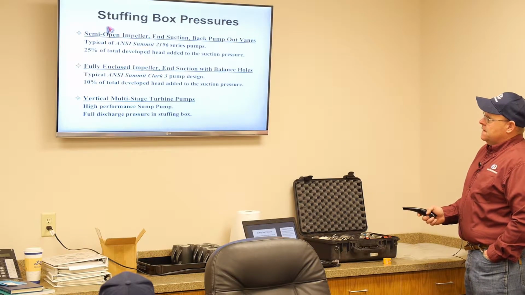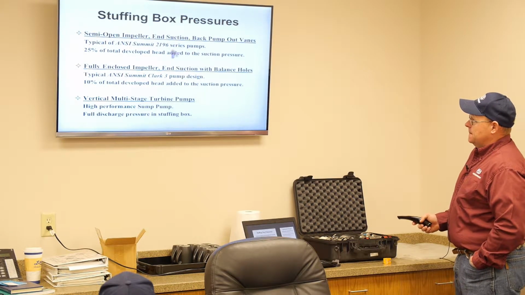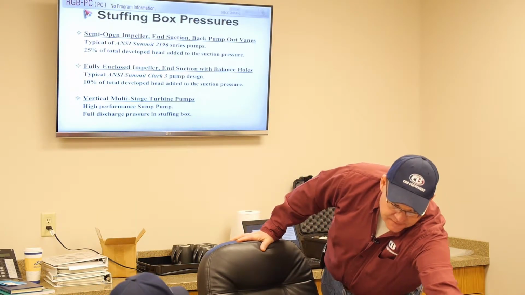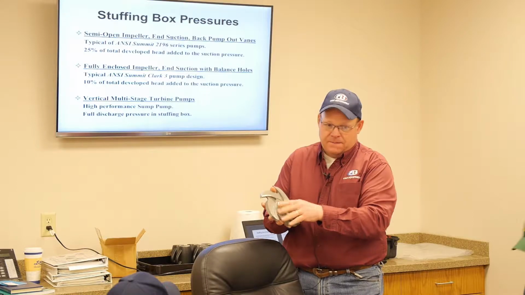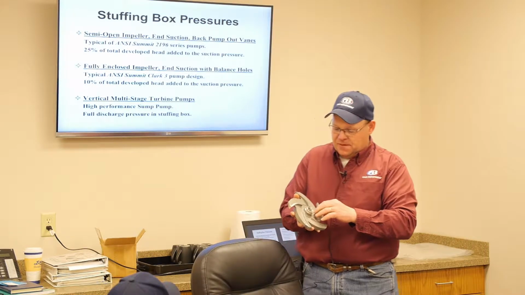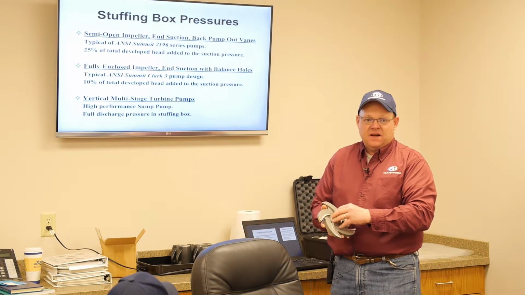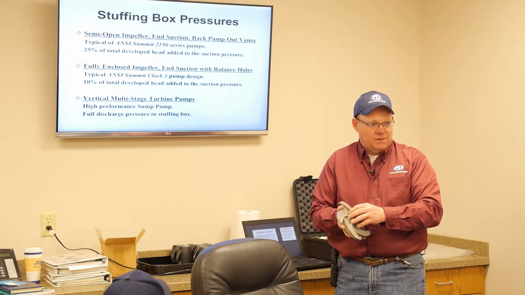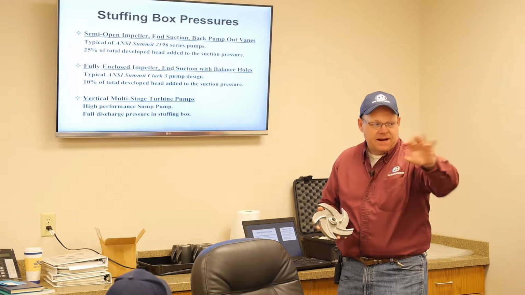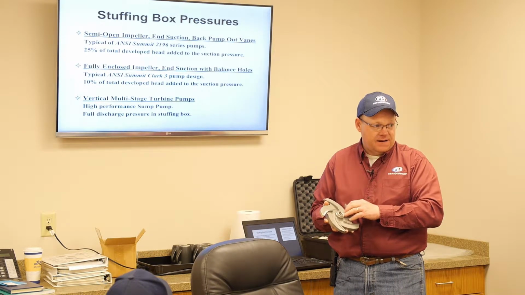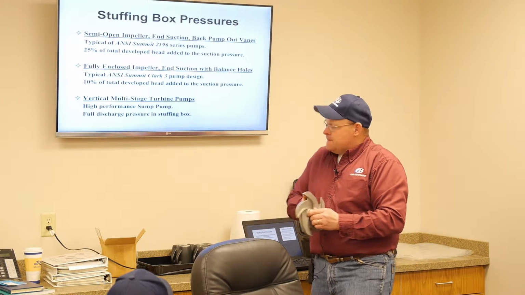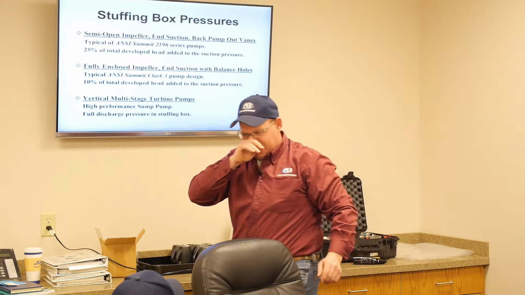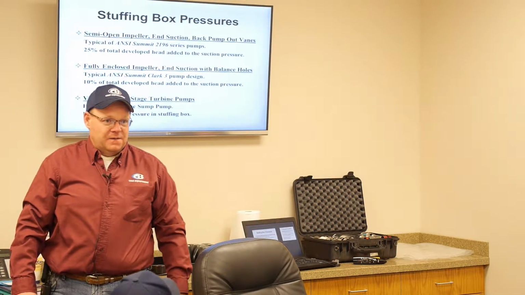And then we go back to this semi-open in-suction back pump out vanes. That would be this impeller right here. On the back, we call these pump out vanes. And what we're doing with the pump out vanes is we're actually pulling the solids back out of that stuffing box area. The reason they're on the back is we want to try to keep those solids moving out into the pumpage. We don't want them to migrate and stay back here. But because the stuffing box pressure is lower than the final discharge, where do you think all them solids want to go?